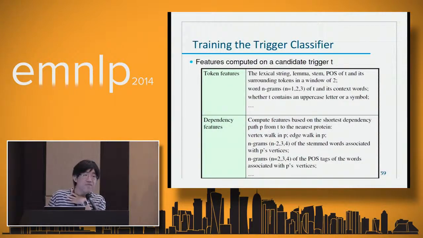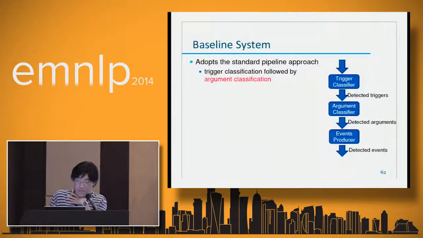We use both token-based features and dependency-based features. Almost all of these features are used in previous work for this task. We're not going to go over all these features, but what I want to point out is that we do have these high-dimensional features like word n-grams of the trigger, as well as its context words, and n-grams formed from the stem words or the part of speech tags of the words in the dependency path. And so in total, we have over 3 million features.